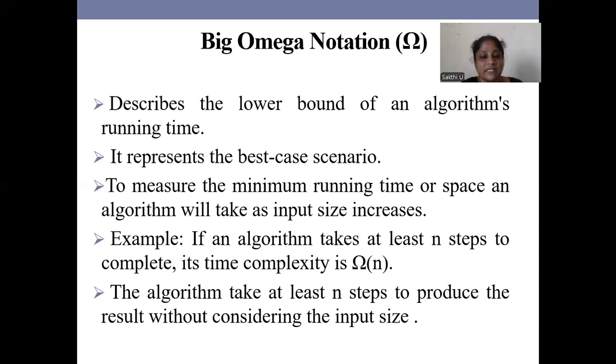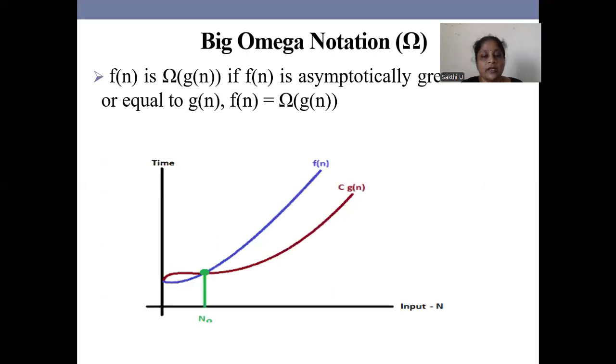If an algorithm takes at least n steps, it will not perform fewer than n. That is the best case, the minimum, called best case complexity. This is omega of n. The algorithm takes at least n steps to produce a result, considering the input size n. That is called big omega notation. Here f of n is greater than c times g of n, or g of n is less than f of n, because it shows the best case. So the growth value is less than f of n.